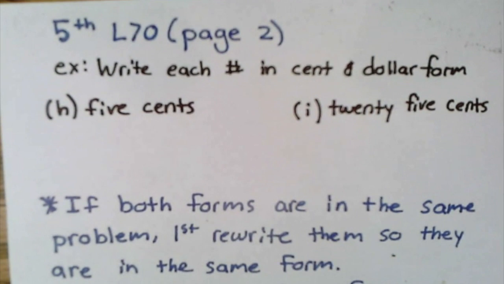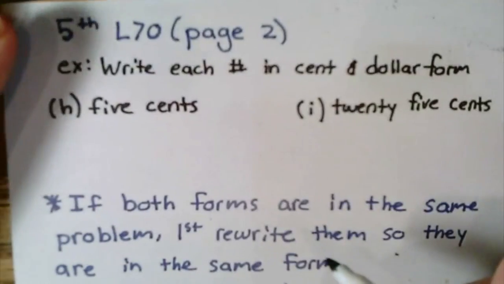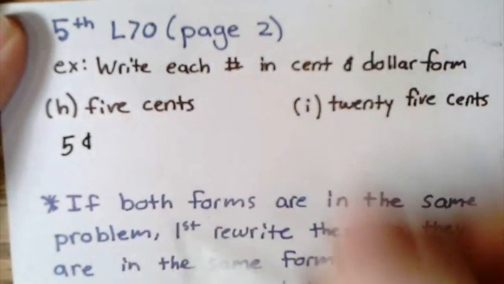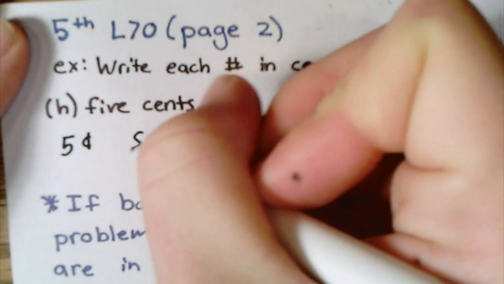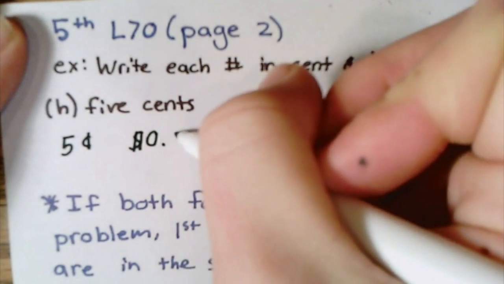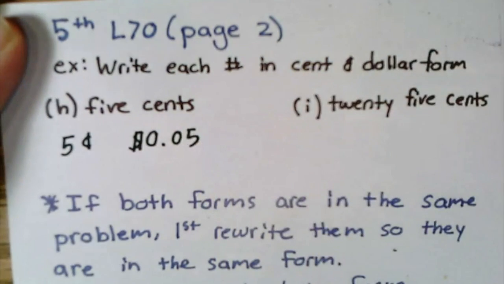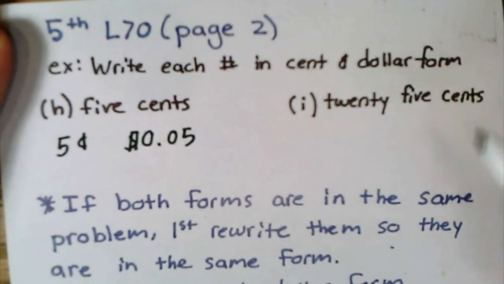So we have write each number in cent and dollar form. So the first one says 5 cents. So I'm going to write 5 cents like this. And then I'm also going to write it as dollar form, which is 0.05. Okay, go ahead and do I on your own.